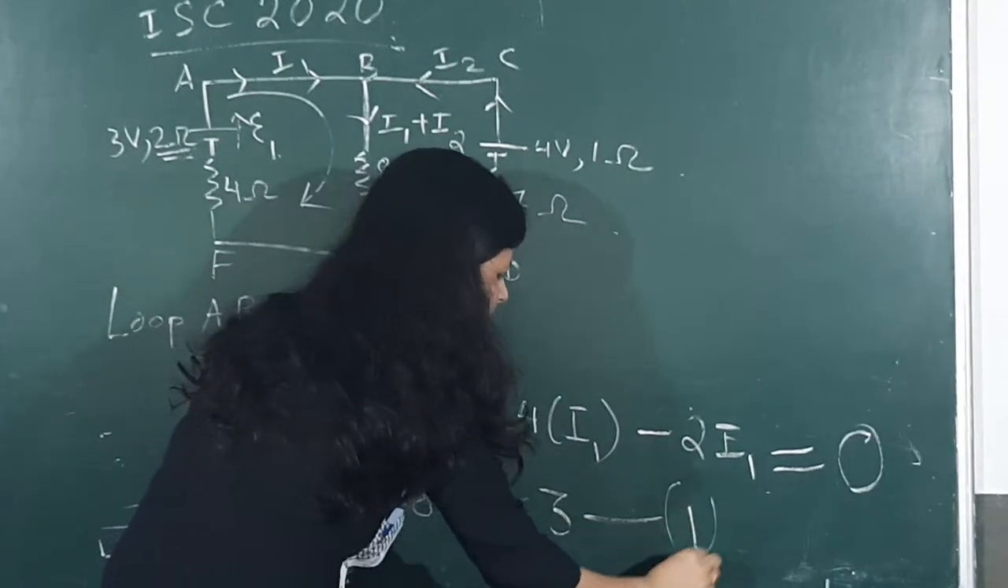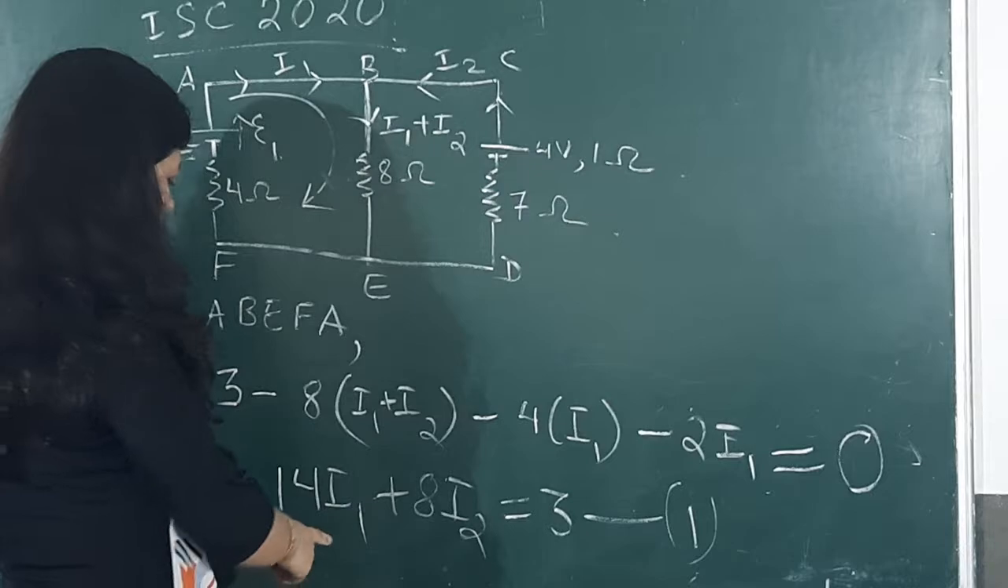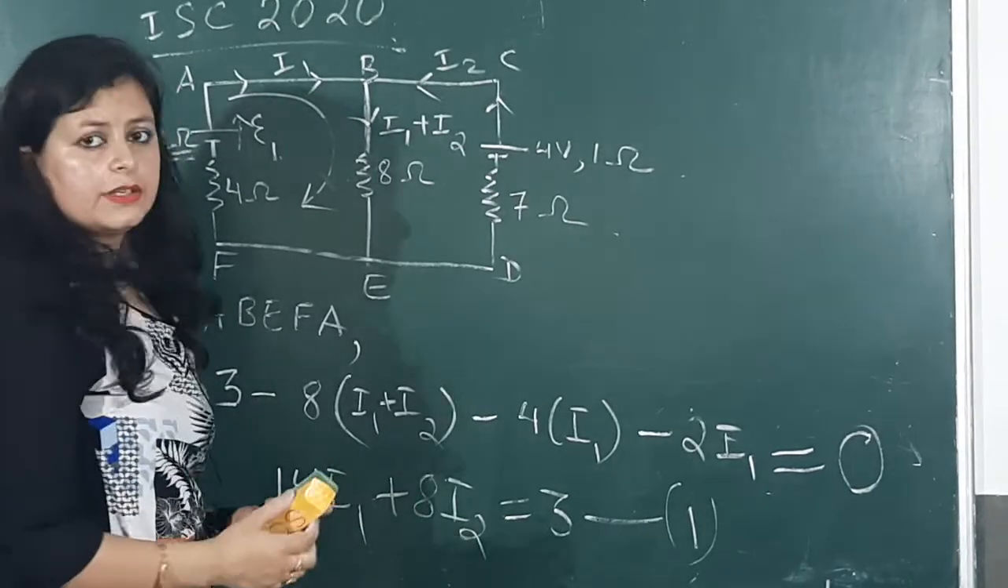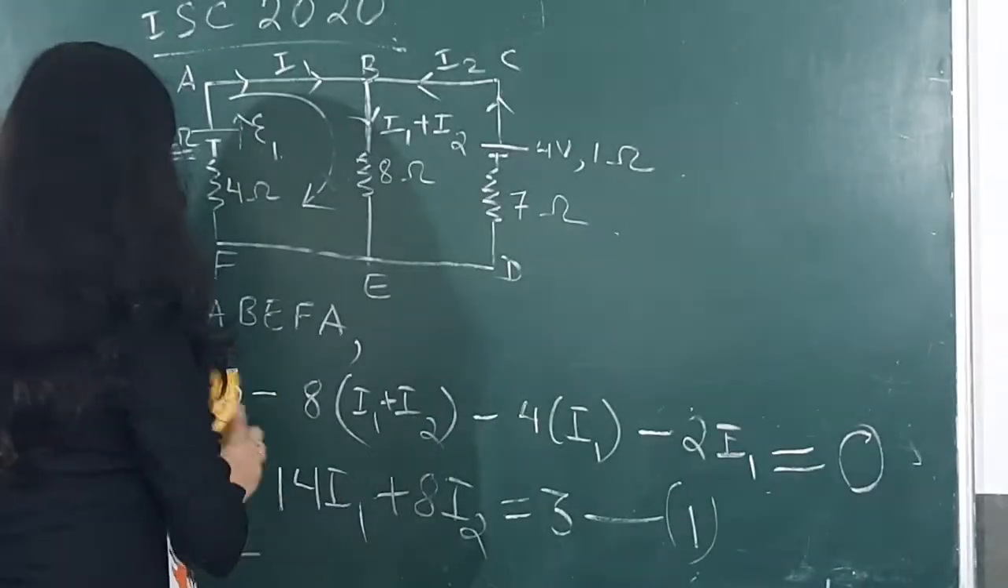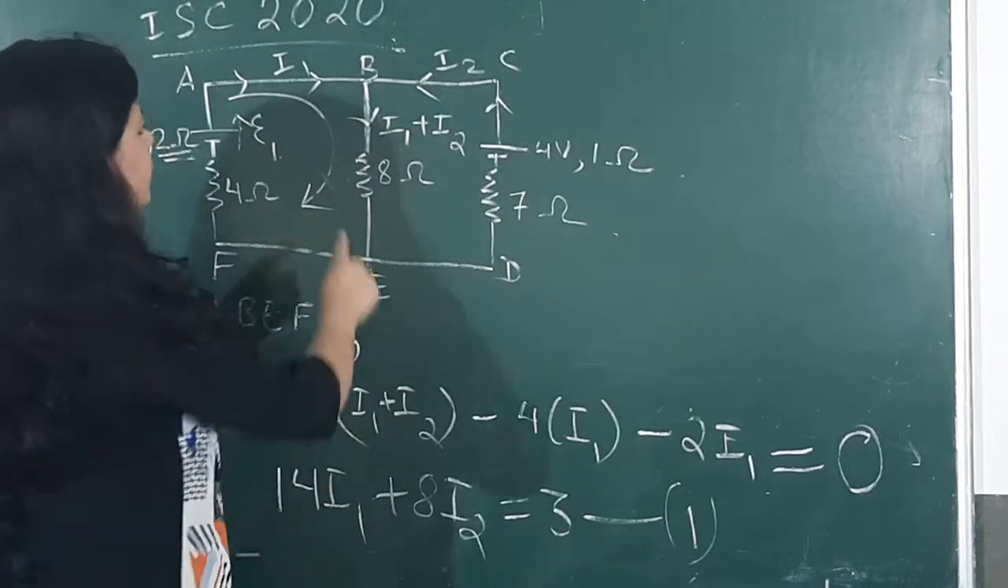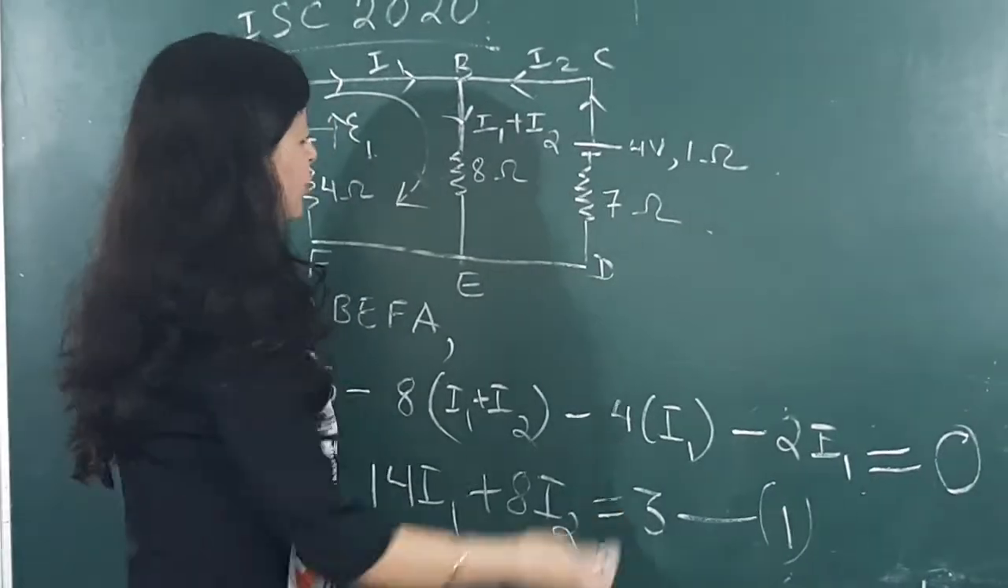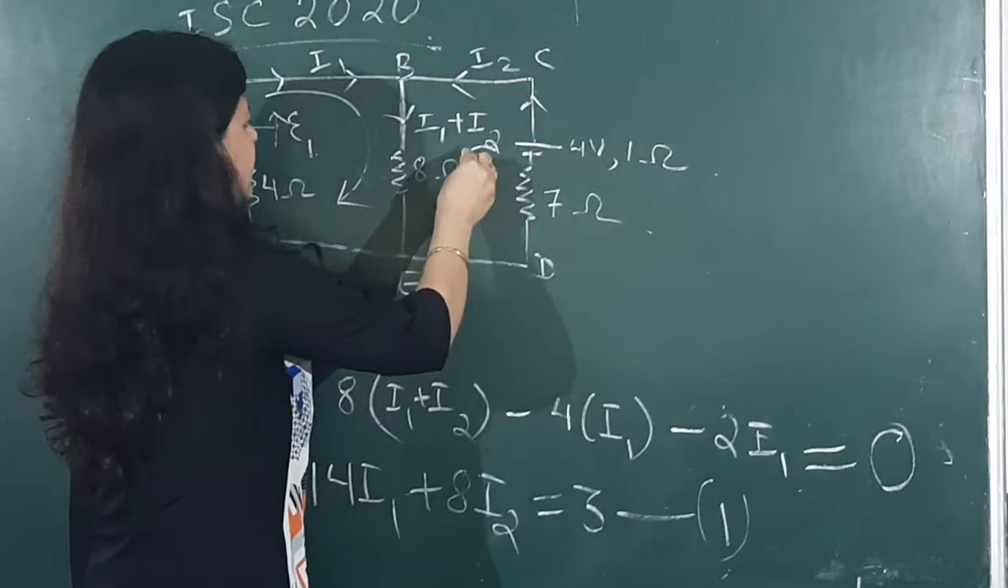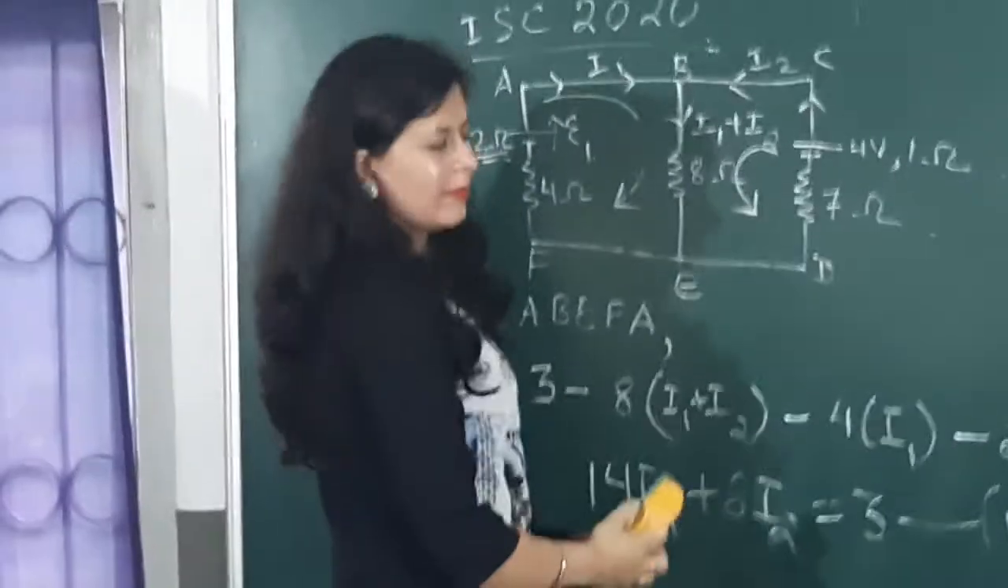This is my equation number 1. So you have got one equation in two variables. I need to frame one more equation in these two variables. For that, I am going to take the second loop. The second loop, I will be taking anti-clockwise. You can take clockwise if you want, but I am taking anti-clockwise for convenience.